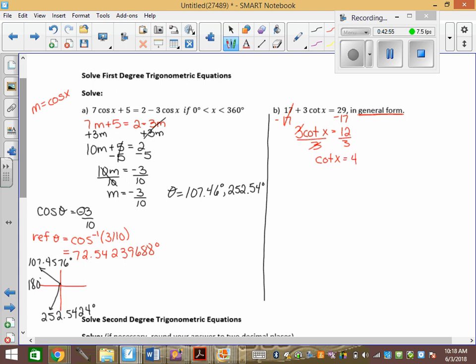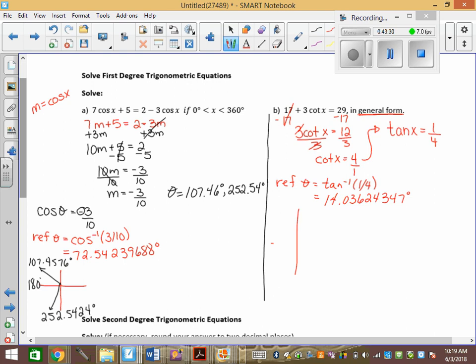Remember, I can flip it. So I want where tan x equals a quarter. Now, why would I want to do that? Because there's no cotan button, but there is a second tan. So reference theta equals tan neg 1 of a quarter. And they would have to specify if they wanted it in radians or degrees for general form. I'm just going to do degrees. So I'm going to get 14.03624347 degrees.